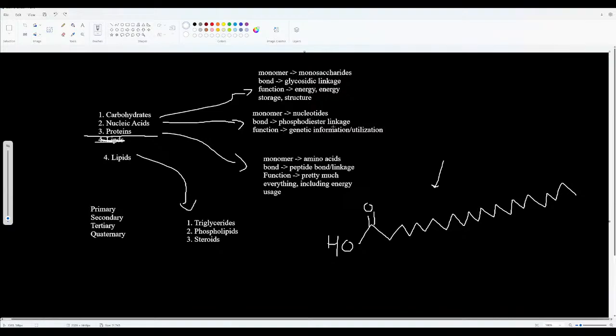So the thing about fatty acids is that fatty acids can be either saturated or unsaturated. What this means is, let me pull up a good example. You've probably seen this image before.